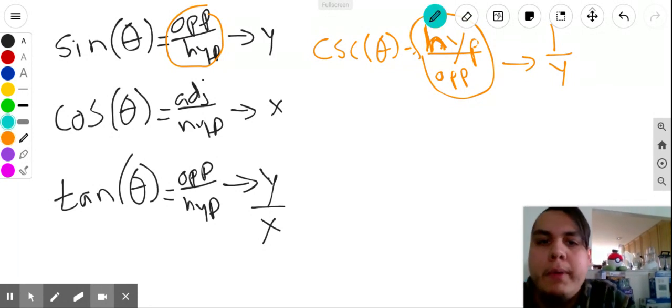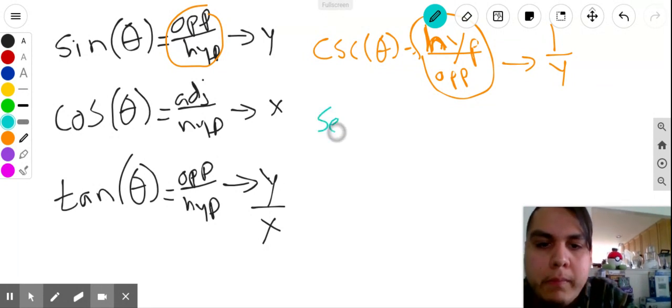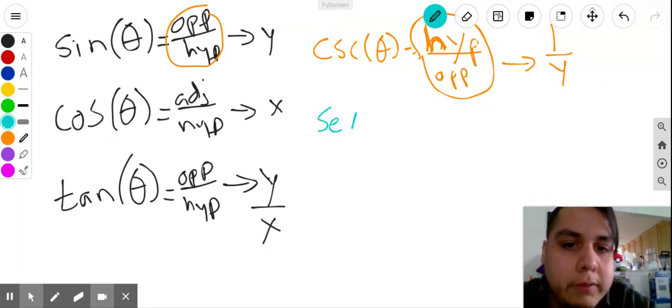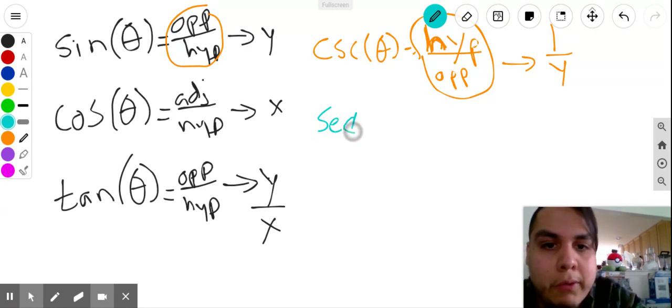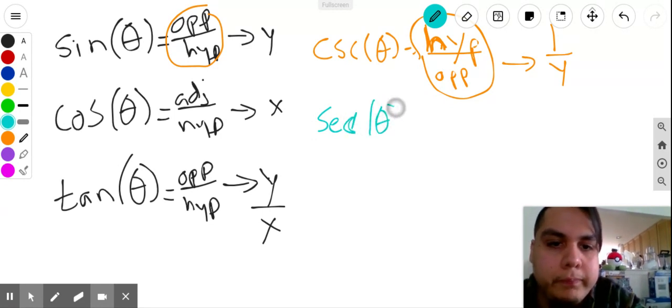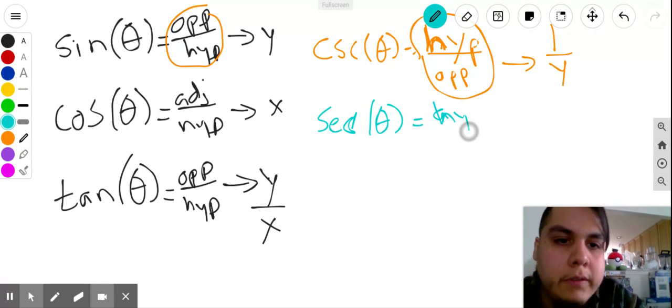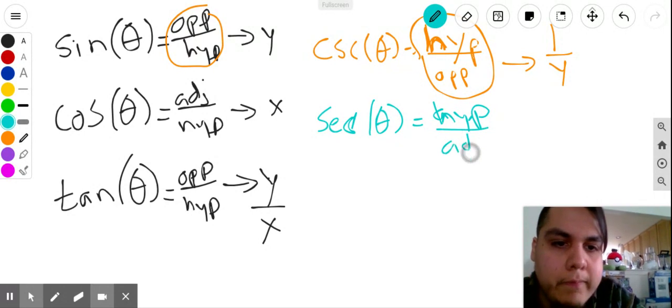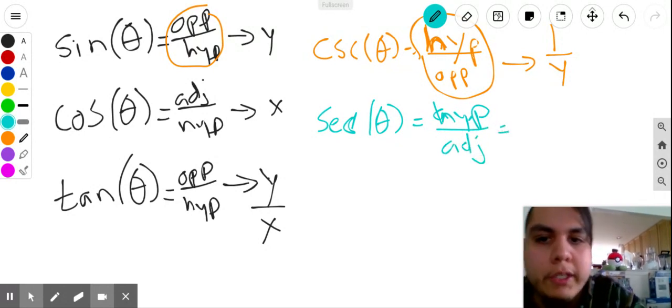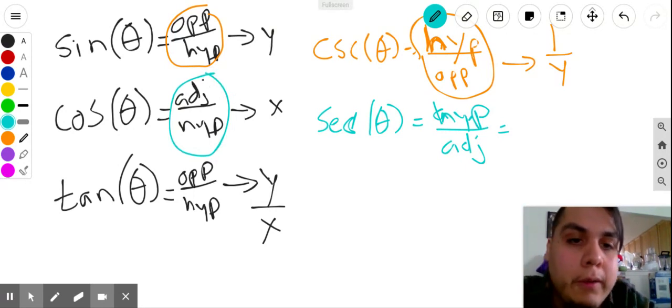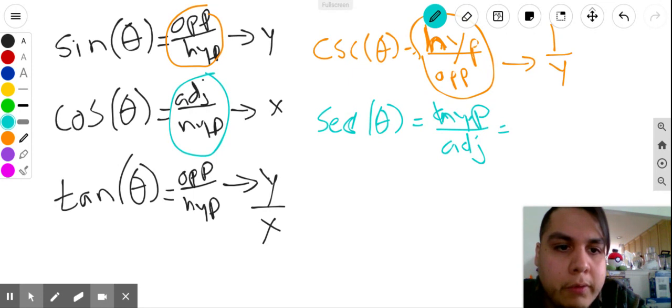If I'm talking about secant, my computer cooperates. Well, secant is the hypotenuse divided by the adjacent, which, kind of like the cosecant, is the reciprocal. So this would be found by having 1 over x.